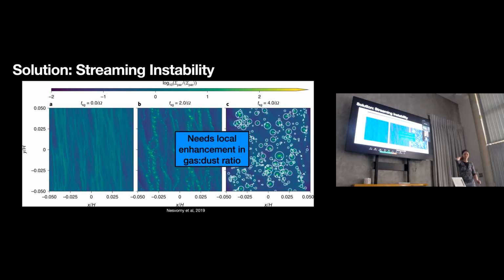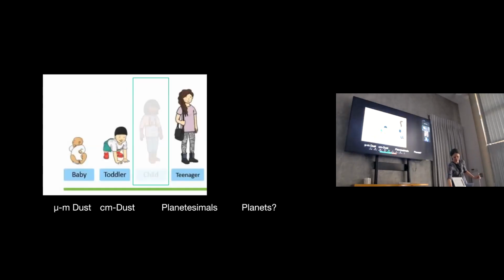But really, really importantly, the streaming instability only works when you have local enhancements of your gas to dust ratio. So this has to happen at some point in the disk when either evolution has been such that you've got enough dust around, or you've got some kind of trap, which people often refer to as pressure maximums outside, say, of Jupiter's orbit as being a good place.